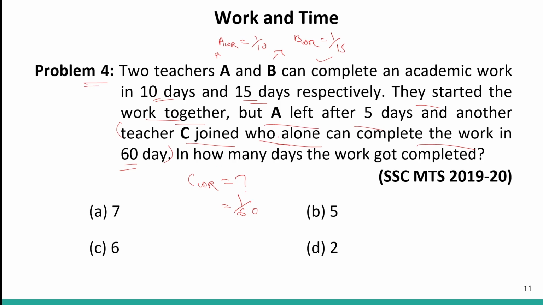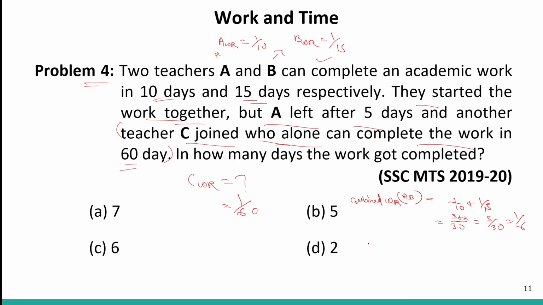Okay, so given that two teachers A and B first work together, we will calculate the combined WR of A, B. That is equal to 1 by 10 plus 1 by 15, that is equal to 30. So it will be 3 plus 2 is equal to 5 by 30 is equal to 1 by 6, right? So they work for 5 days.